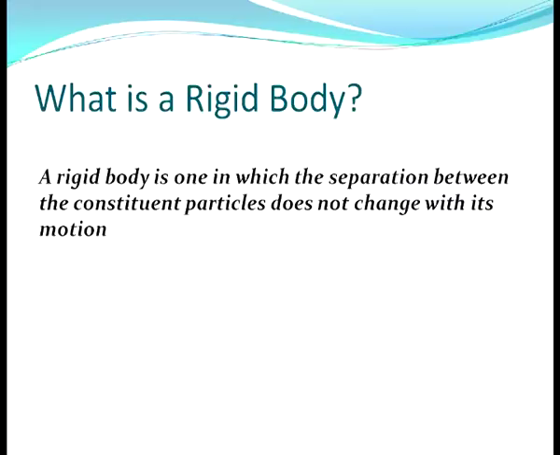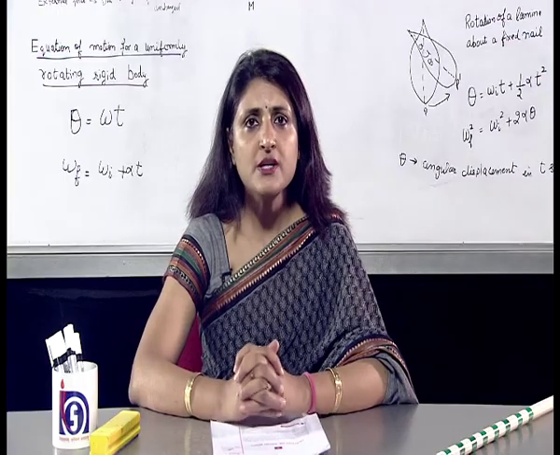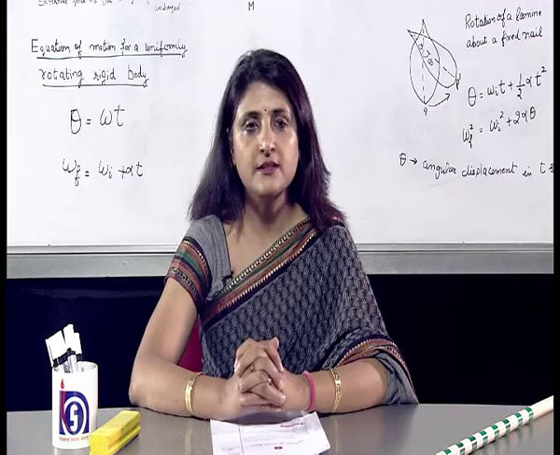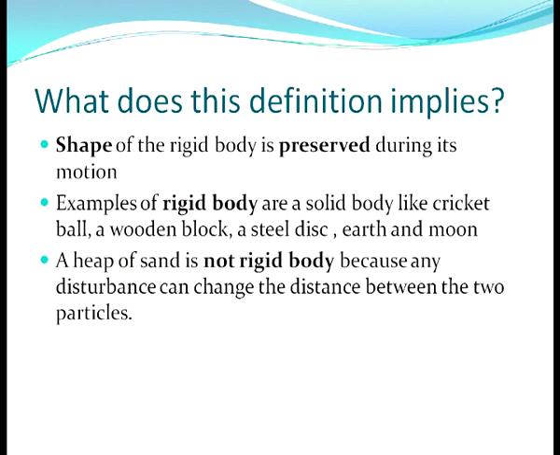A rigid body is one in which the separation between the constituent particles does not change with its motion. So, what does this definition imply? This implies that the shape of the rigid body is preserved during its motion. Examples of rigid bodies are a solid body like a cricket ball, a wooden block, a steel disc or thin ring.